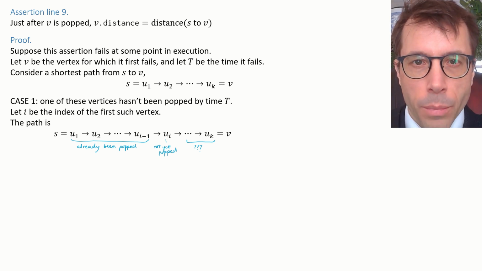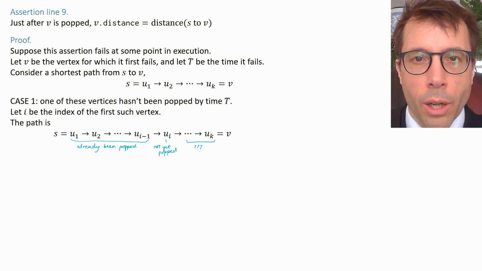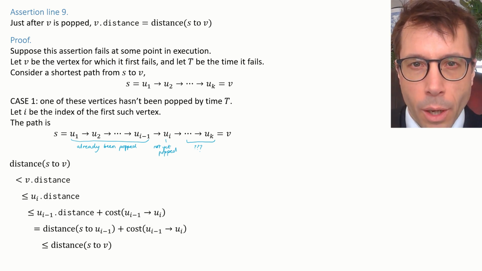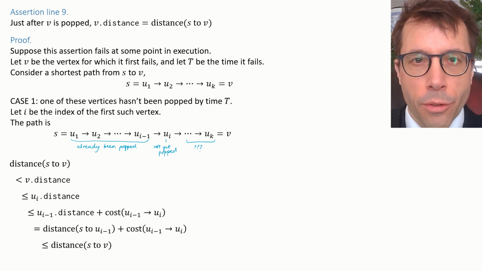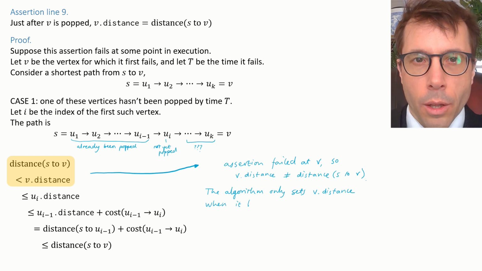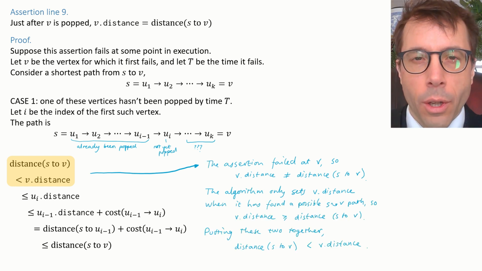Next, here are some lines of maths that are the real heart of the proof. Here they are. I've written them all out and we're going to go through them step by step. The first step says that the distance from s to v is less than v.distance.